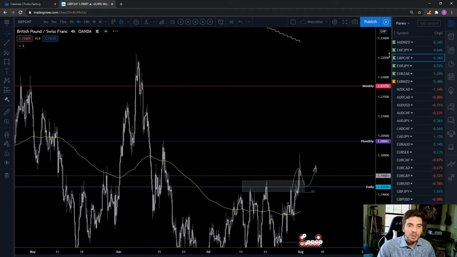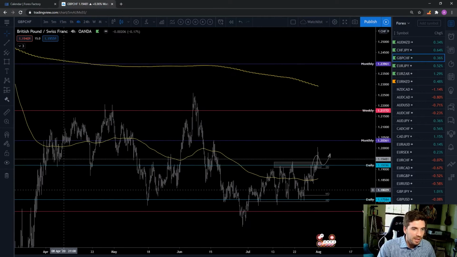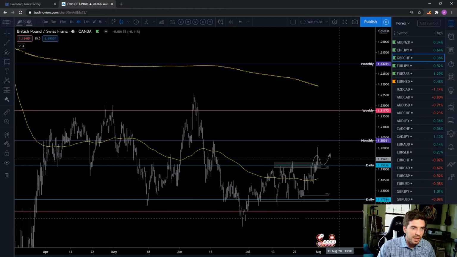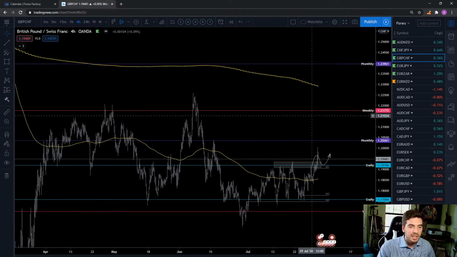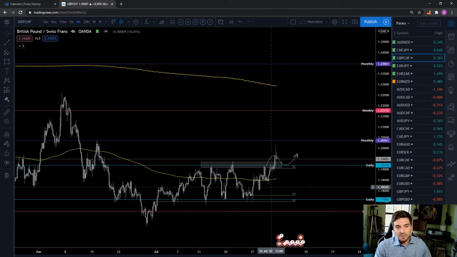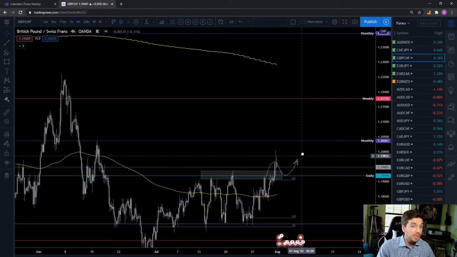So Great British Pound, Swiss franc. This is kind of a sketchier trade. So you can see price has definitely been just going sideways in junk on GBP CHF. But now it looks like we had a strong consolidation here. And from my historical experience, or from my experience, so what I know, what could be different.